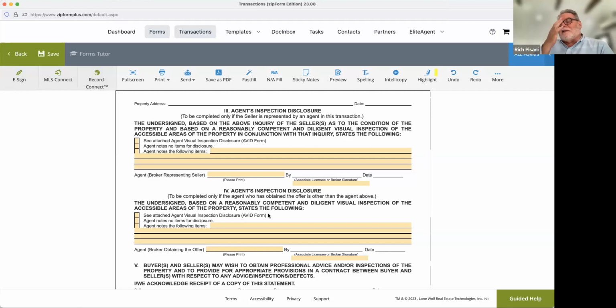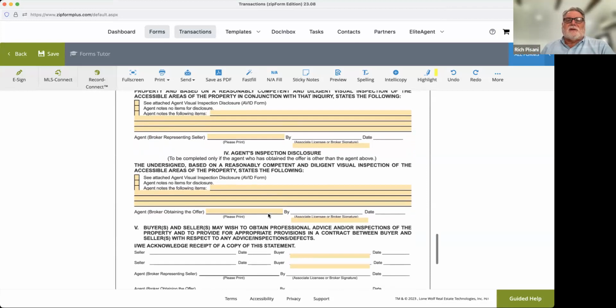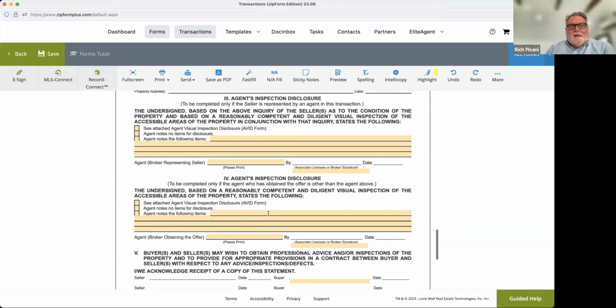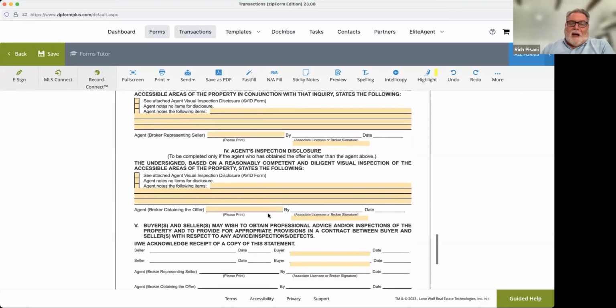And this only applies to the listing agent. It doesn't apply to the buyer's agent, because everybody felt that the buyer's agent could then hold up the deal by holding back the AVID. So the seller's agent fills out that, and then the buyer's agent fills out this.